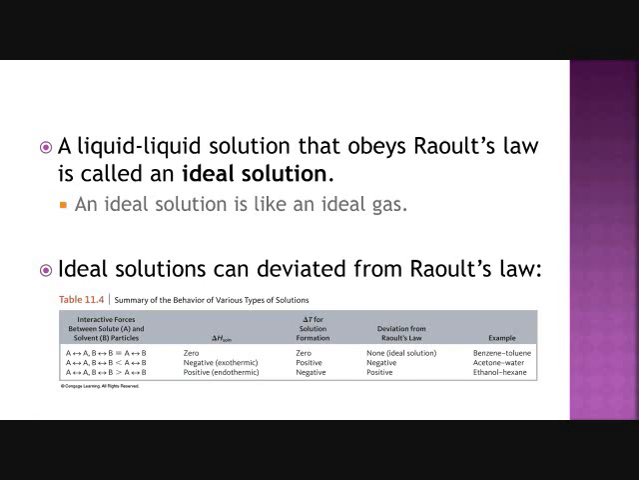A liquid-liquid solution obeys Raoult's law, and we call it an ideal solution. It's like an ideal gas, where it's never fully achieved, but sometimes closely approached. And this table helps us with our interactive forces, like whether it will be endothermic or exothermic, and what some examples of that are. It shows how the interactions react and how that helps us with our changes in enthalpy.